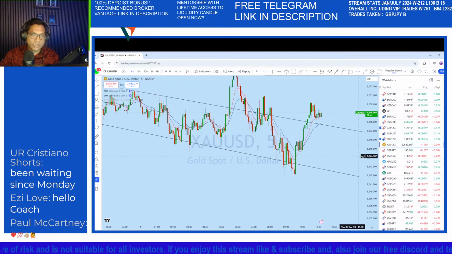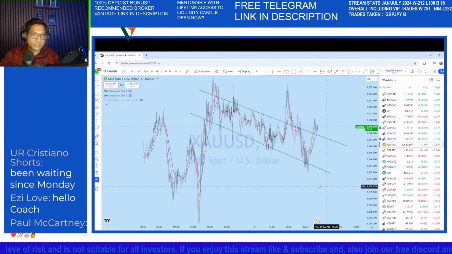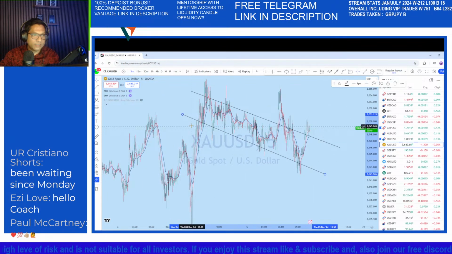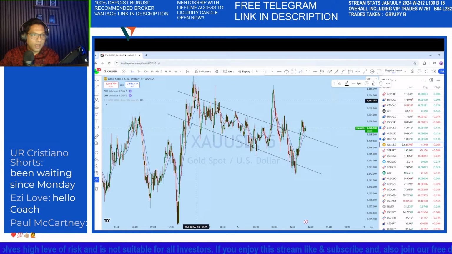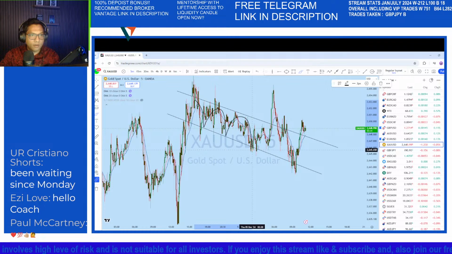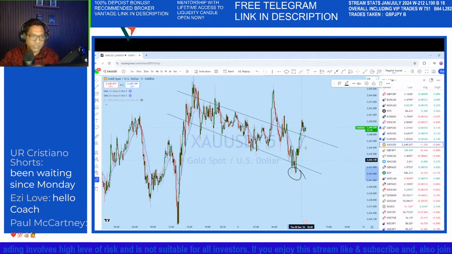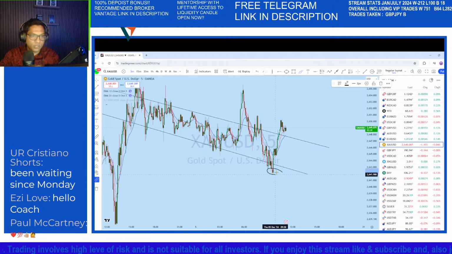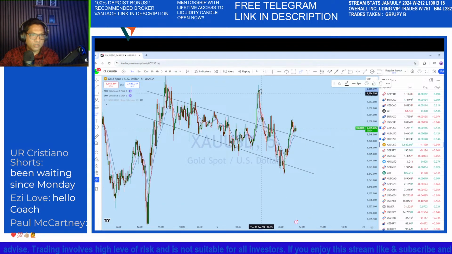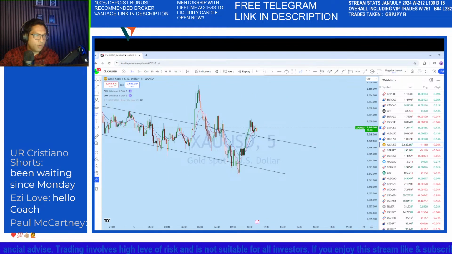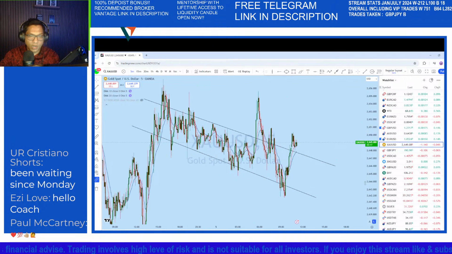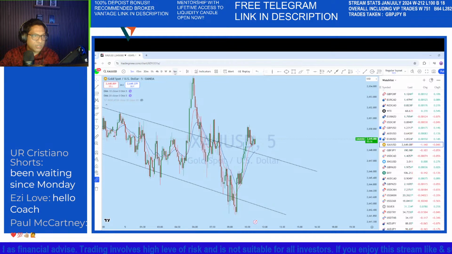Beginning with XAUUSD. As you can see, this instrument is in a bull flag. We have seen a breakdown here, a grab of the liquidity, and a bounce here. We can see there is also a breakout. So there are a couple of areas that we can look for potential entry opportunities in the upcoming session.